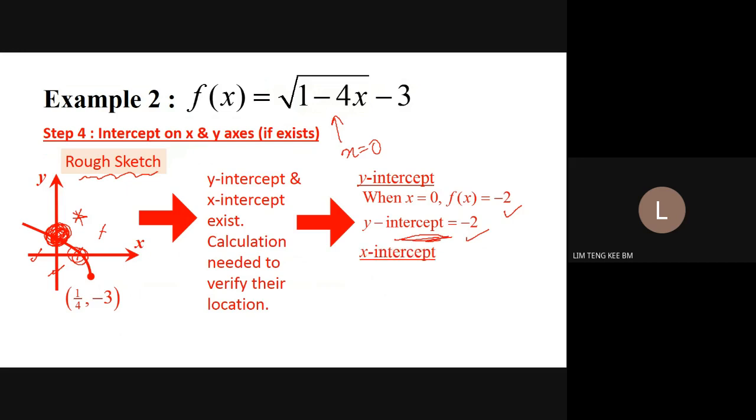Then for x-intercept, we will have, when y equals 0 or f(x) equals 0, I solve and I get x equals -2. So once again, I find out that my rough sketching bagi saya kedudukannya salah. Tapi tak apa. This is why we need to do the calculation. The rough sketching untuk identify intercept axis ke tidak. And finally, make use of this info here.